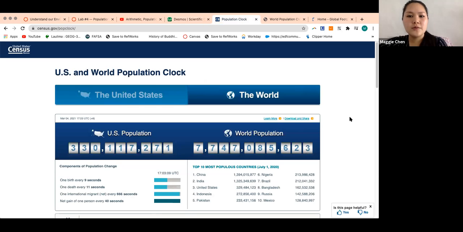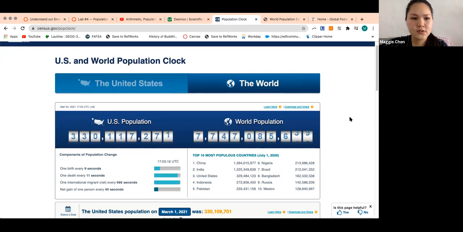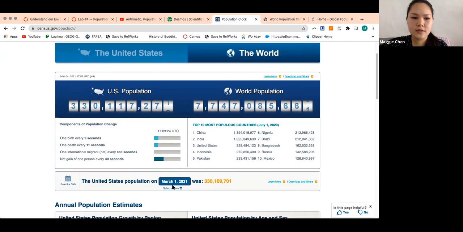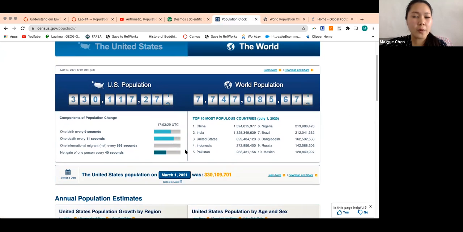So this population clock is using data and all the numbers gathered by the US Census. The US and world population clock compares the United States data along with the world population. I think it's just pretty interesting to look at how the population within the world and the US is changing over time.